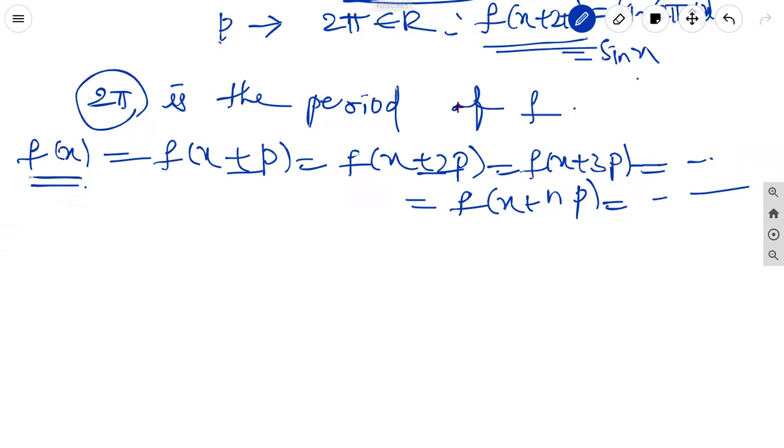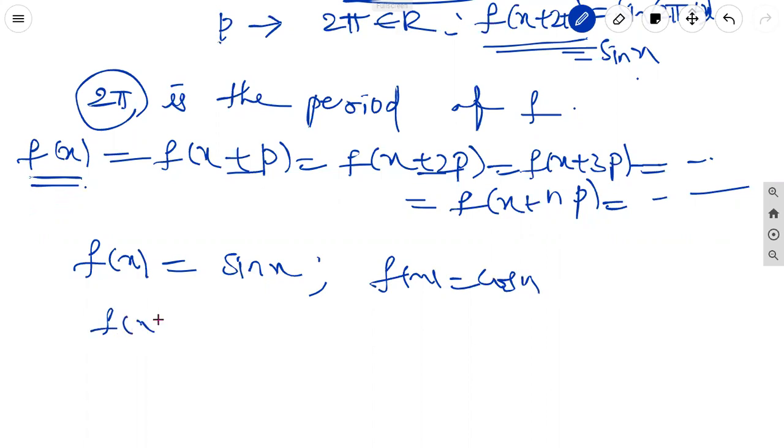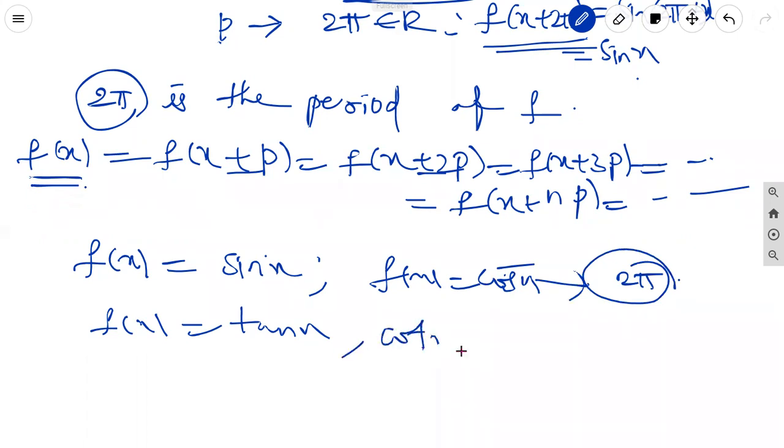Here we take so many examples. If f of x is sin x, f of x is cos x, f of x is tan x, cot x. For sin x and cos x, after 2 pi we get the same function, so 2 pi is the period. In tan and cot, the function repeats with no change of sign for period pi. These are the examples for the different functions.